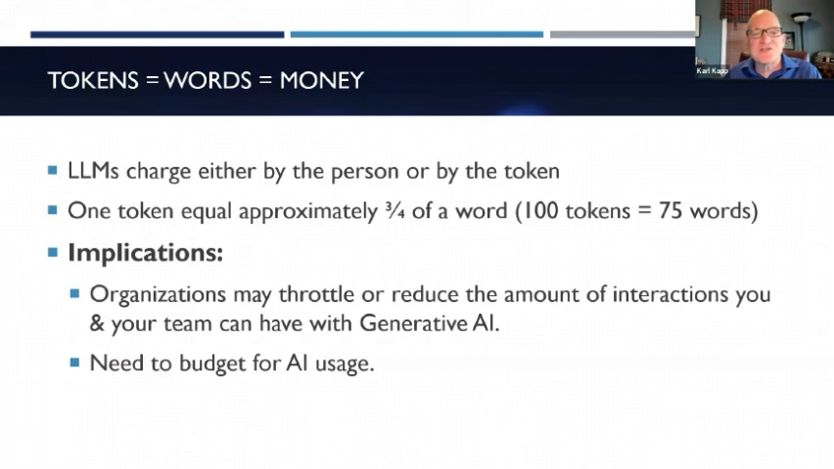But the implications are that your organization may throttle or reduce the amount of interactions that your team can have with generative AI just because of the number of tokens that you use. And know that it's tokens going in, so you're typing words going in, and tokens coming out, and tokens of its processing. You put a PDF in, it processes a PDF, that's processing tokens. So just be aware of that information, and it means that you need to budget for AI in the future and think about how much information and content you're going to put in.